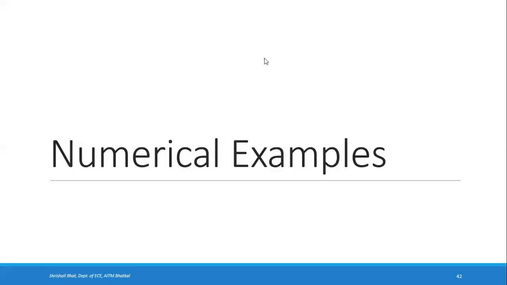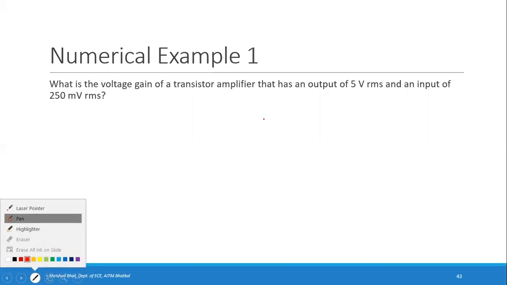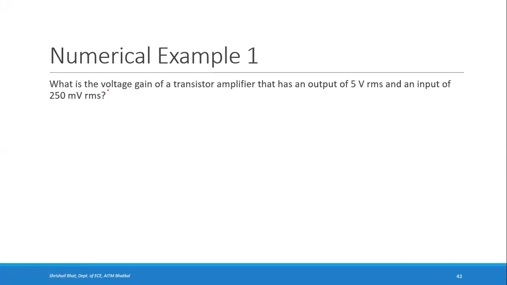Today we will see some of the numerical examples based on the BJT applications. The first example: what is the voltage gain of a transistor amplifier that has an output of 5 volts RMS and an input of 250 millivolts RMS? So the input and output voltages are given, and you are asked to find the gain of the amplifier.